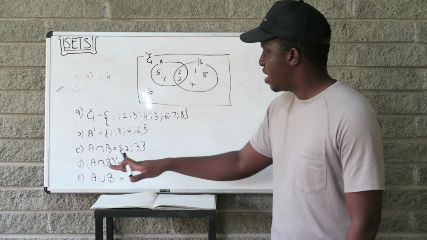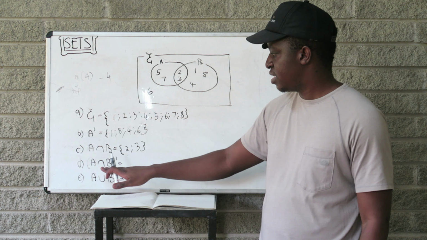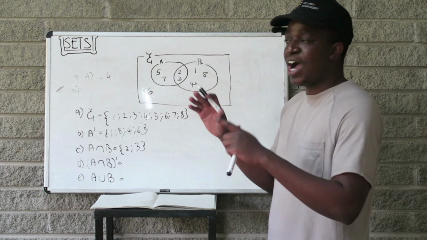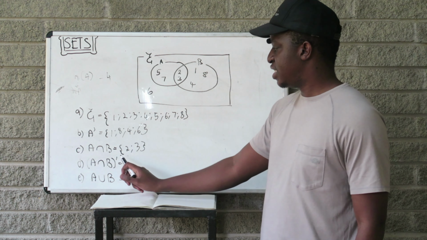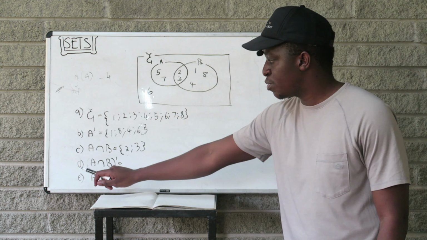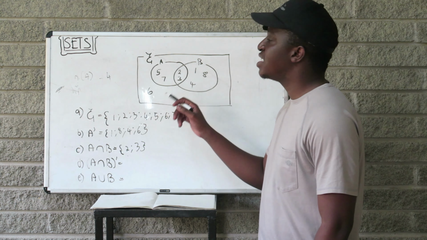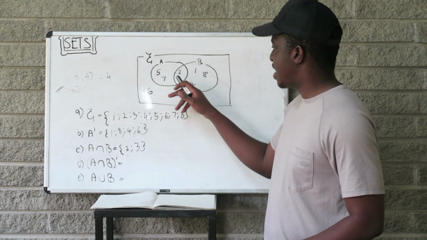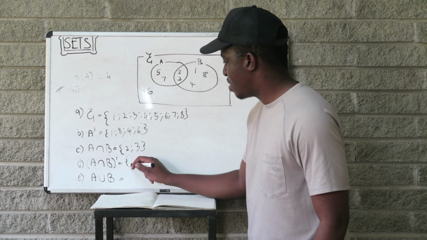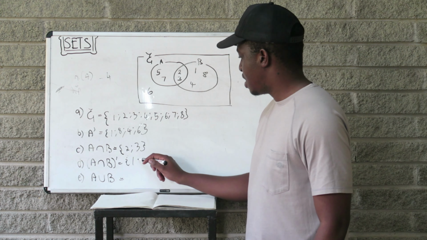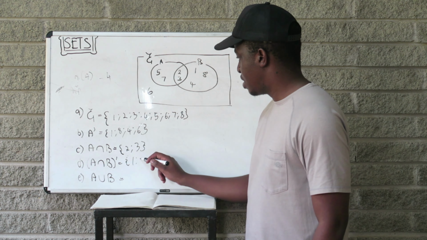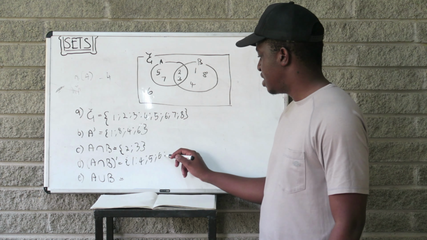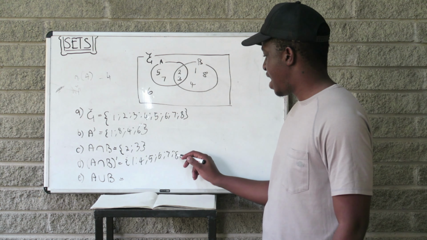Then I come down here. A intersection B complement, meaning everything outside of this area. So this one helps me understand D better because I know what C is and I know what's not C. So whatever is not C, which is everything outside of the intersection. So now we draw our 1, and then we leave the 2, we leave the 3, we jump to 4, we jump to 5, we jump to 6, 7, and 8.